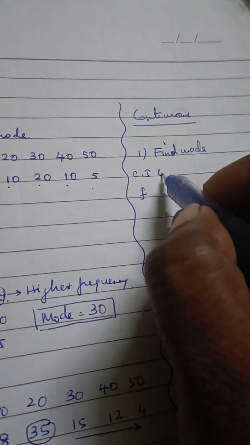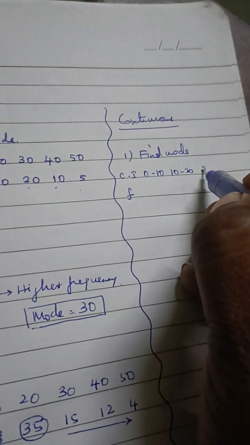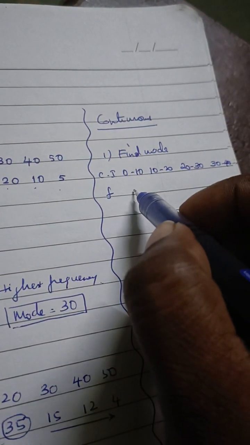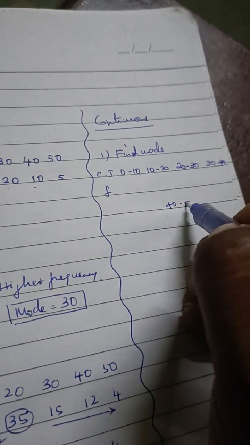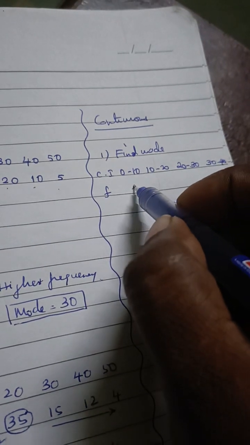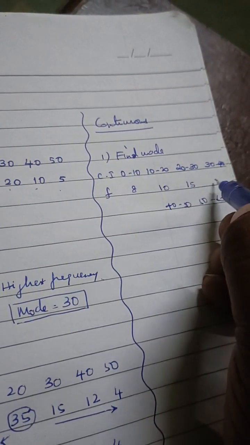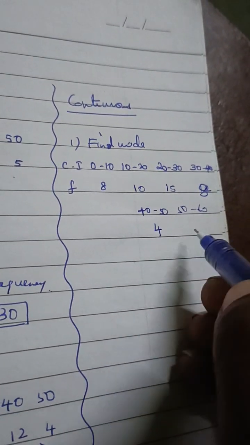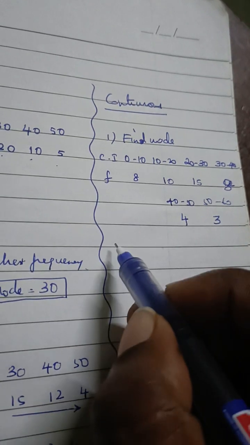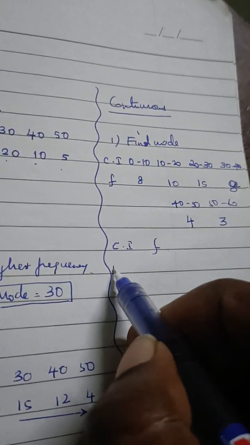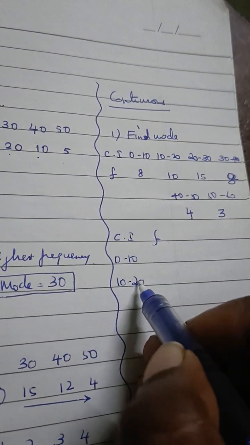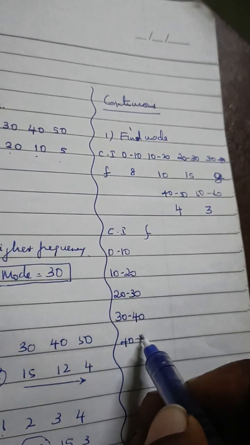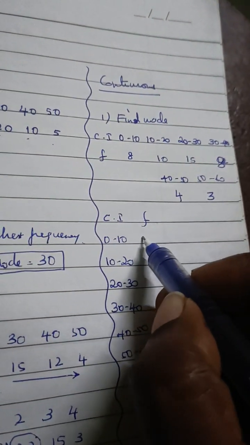Class interval and frequency: 0 to 10, 10 to 20, 20 to 30, 30 to 40, 40 to 50, and 50 to 60. The frequencies are 8, 10, 15, 12, very close actually. Let's make the last ones 8, 4 and 3. And here you have the values.